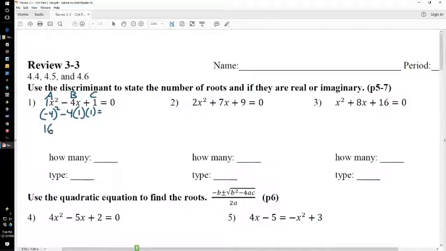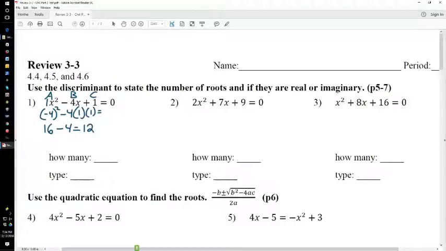Remember, if you put this in your calculator, if you're squaring a negative, you have to put it in parentheses. If you don't, your calculator will do it wrong. It's one of those, you have to know how it works. So 16 minus 4 times 1, which is 4, equals 12.